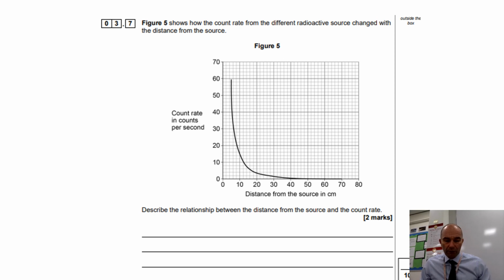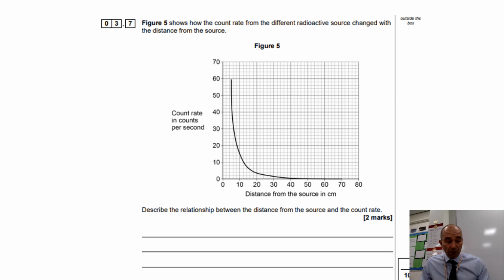And the final part of this question, we've got our radioactive source, and we're monitoring the count rate per second as we move the actual detector away from the radioactive source. We've got to describe the relationship between the distance from the source and the count rate. Now this is worth 2 marks.